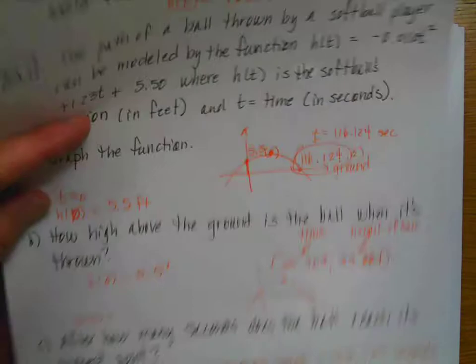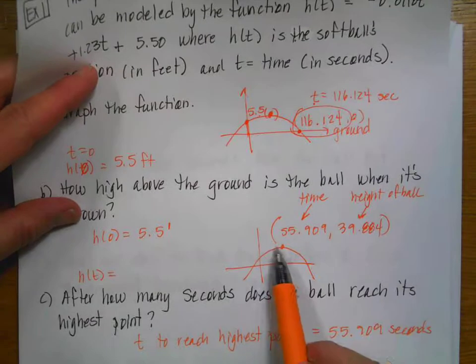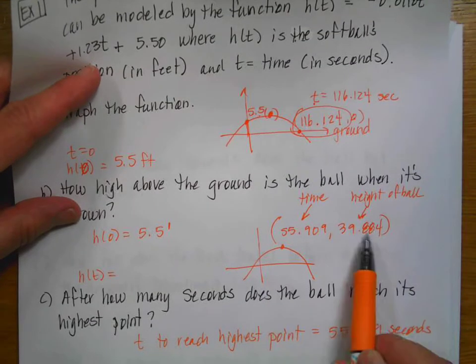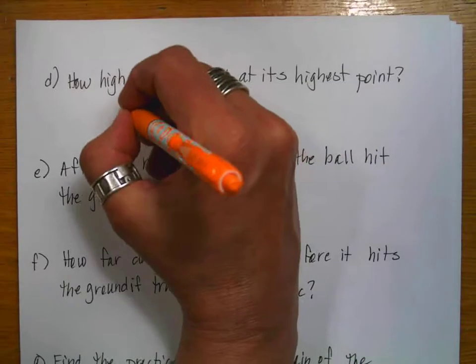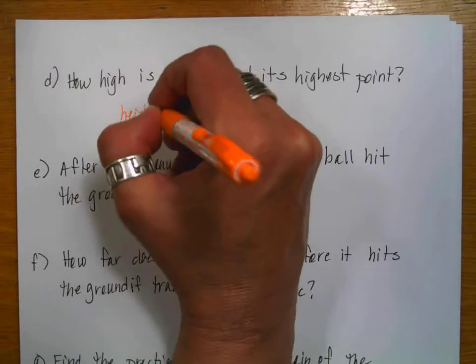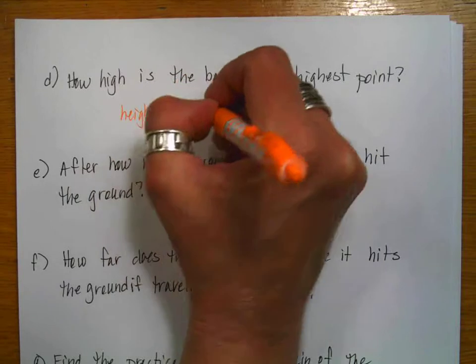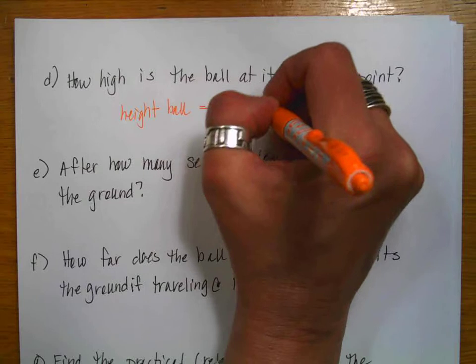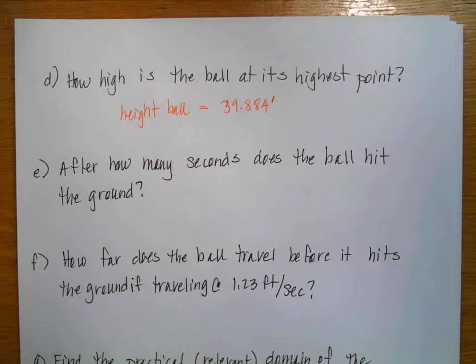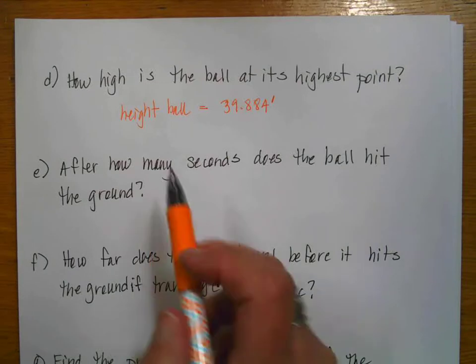It says how high is the ball? So I'm going to bring in this past one. Remember, this is the vertex of the parabola, so the height of the ball is here. So then the height of the ball is equal to 39.884 feet. So you can either use the tick mark or you can write the word feet.